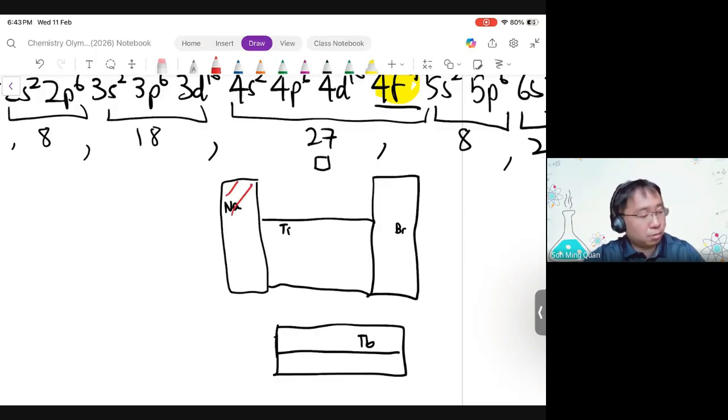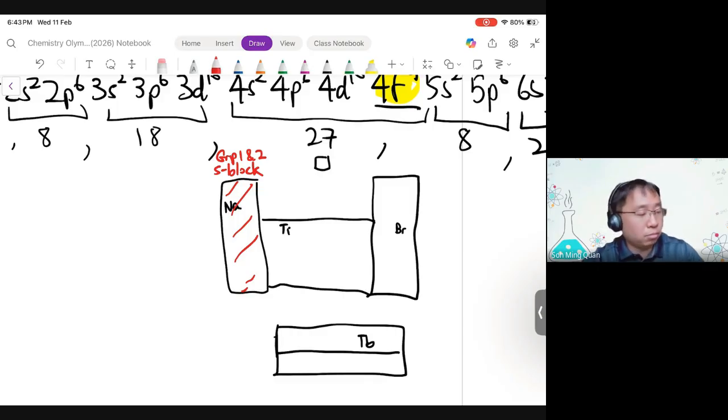This block is called the S block elements. They are called the S block elements because the S subshell is the last one to be filled as you write their electronic configurations. So this block is the S block. S block is group 1 and group 2.